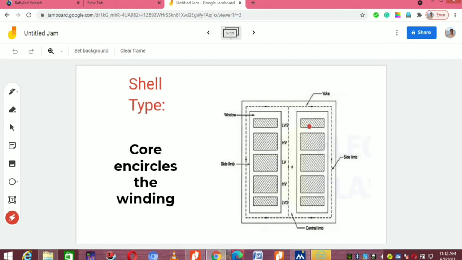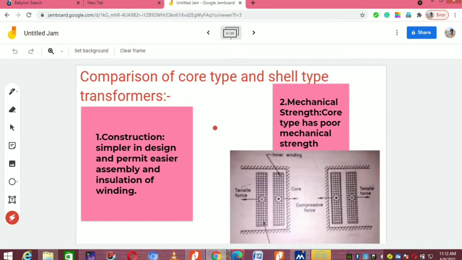Now let us compare both core type and shell type transformer in various aspects. First of all, we will compare the construction aspect.